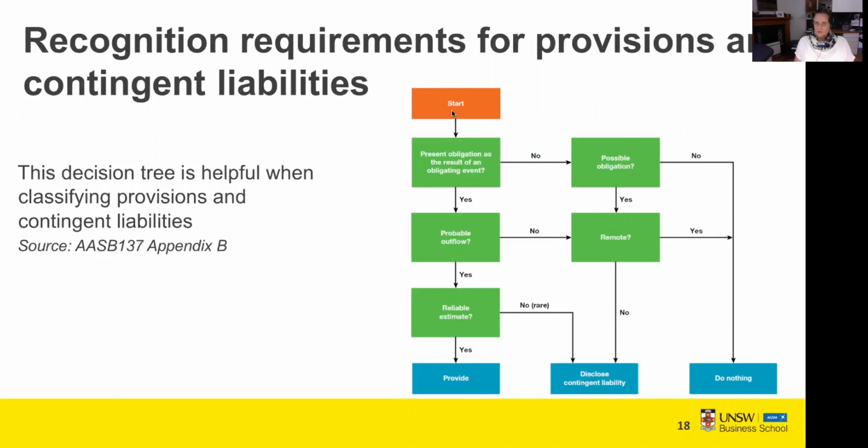So we start here. If we have a present obligation, if we have a probable outflow and it can be reliably estimated, then it says we are going to provide. Okay, in other words, we're going to recognise a provision in our statement of financial position or balance sheet.